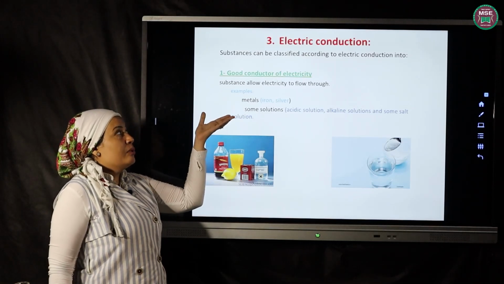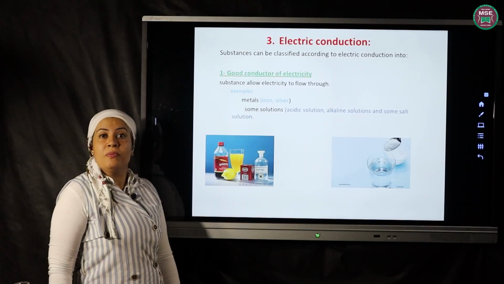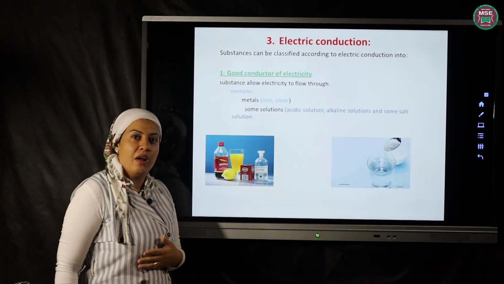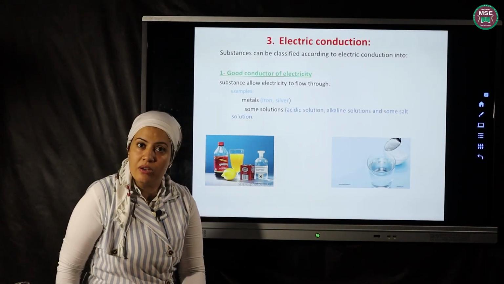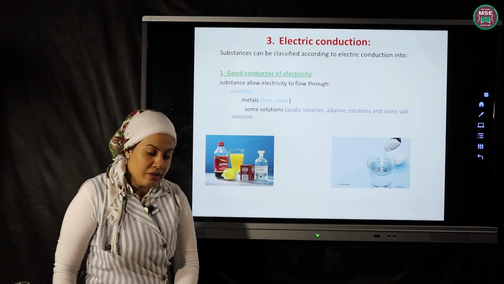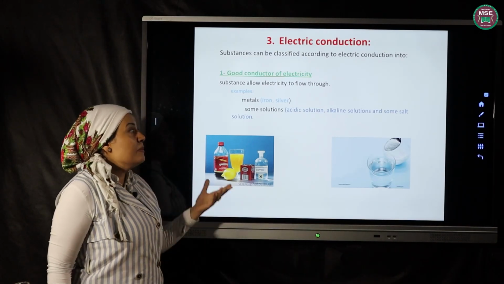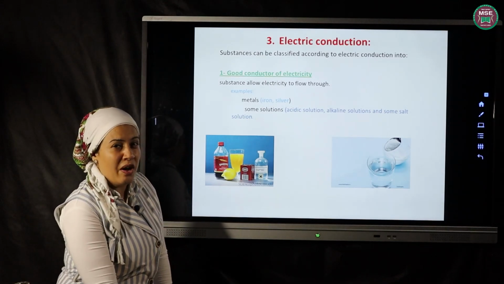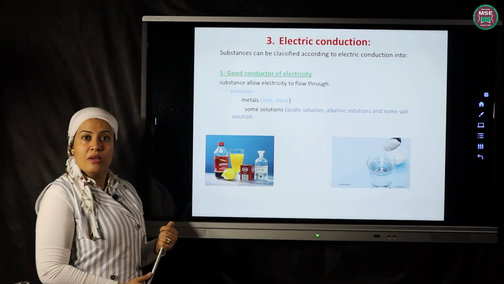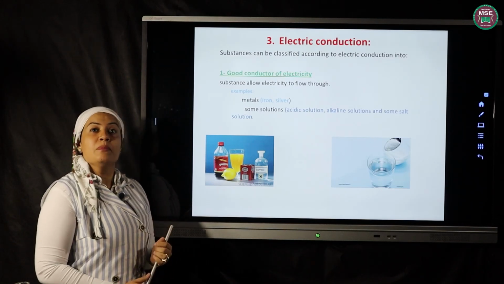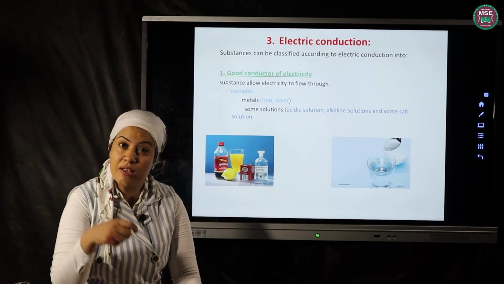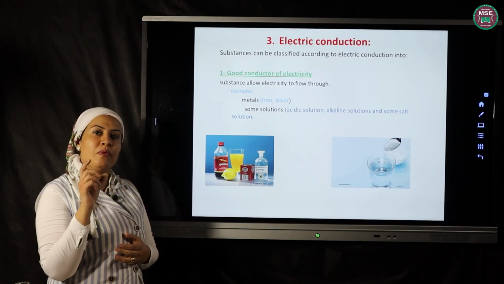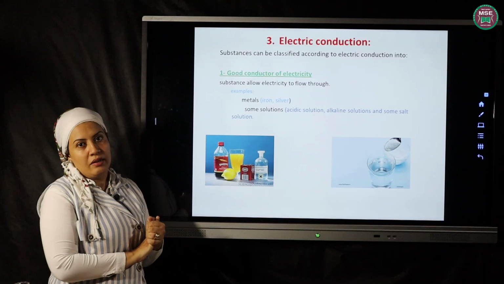Some substances are good conductors of electricity, which allow the electricity to pass through or flow through them, like all the metals: iron, copper, aluminium, silver, and some solutions like acidic solution. Acidic solution, we will find it inside the lemon juice. Some salt solution, like a spoon of salt inside the water, dissolve it carefully, it will form a salt solution, and an alkaline solution.